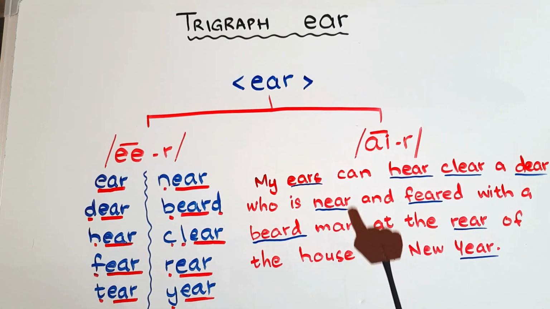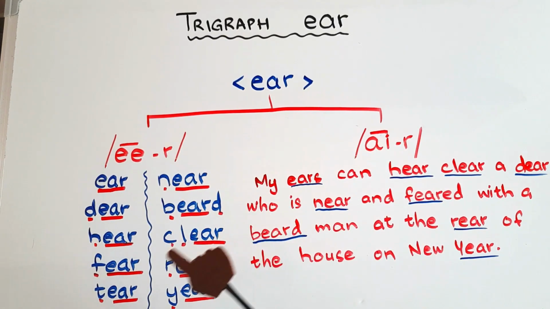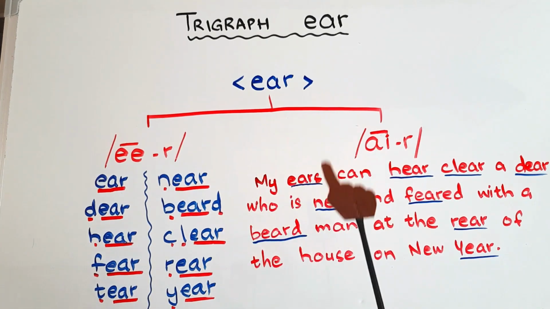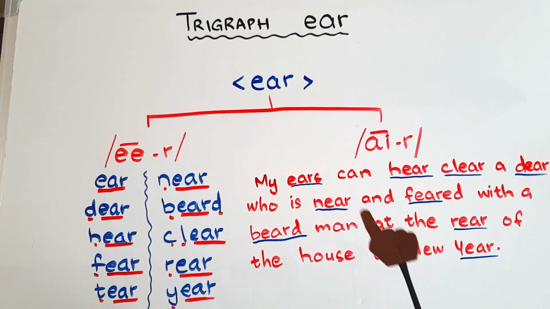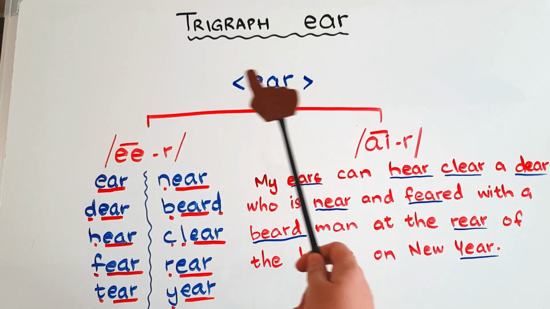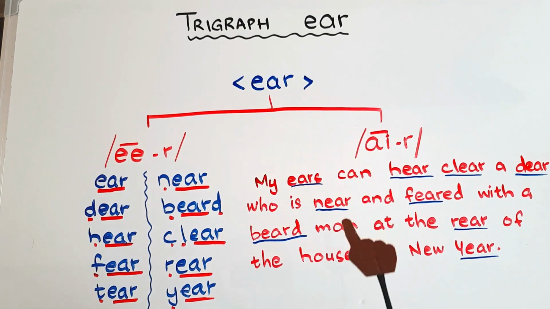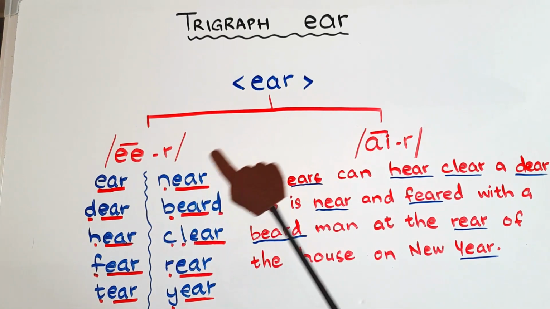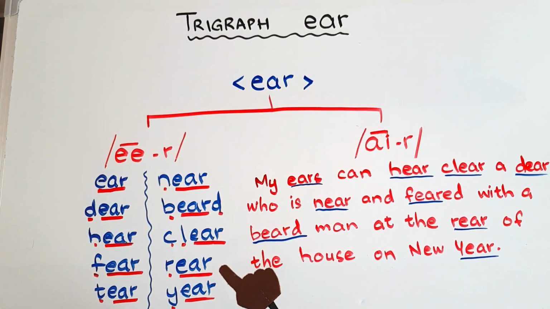You can ask children to come up with their sentences using these words. You will find so many silly sentences. They could be nonsense as well, but our only aim is to make them familiar with the sound of this trigraph and even with the spelling. So this is how you can introduce and give the lesson for EAR trigraph as ear sound.